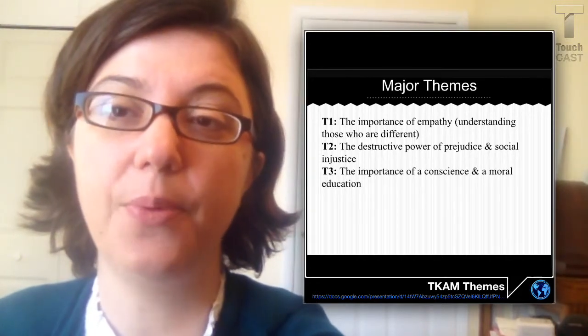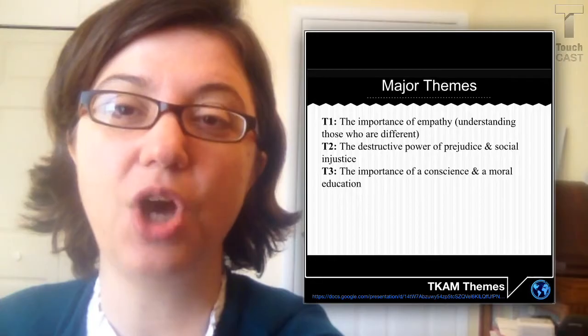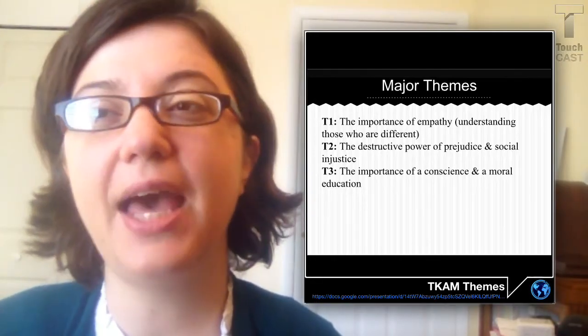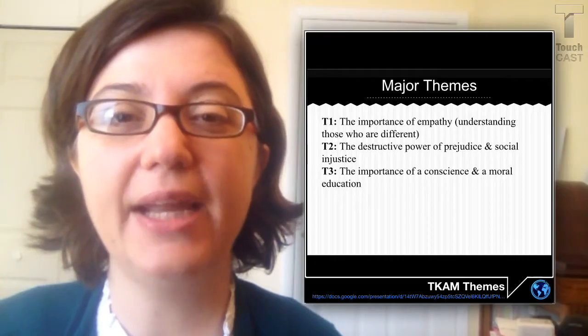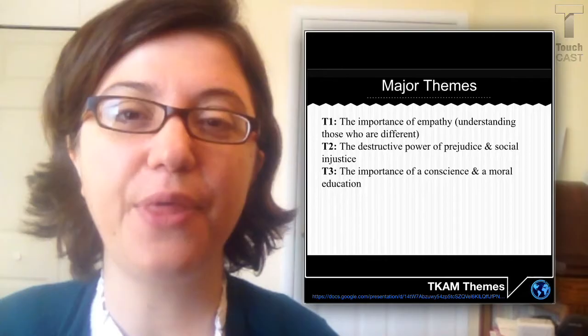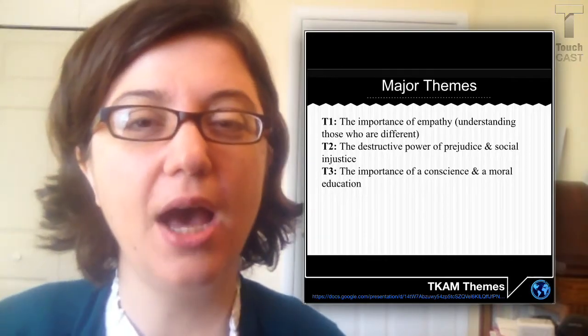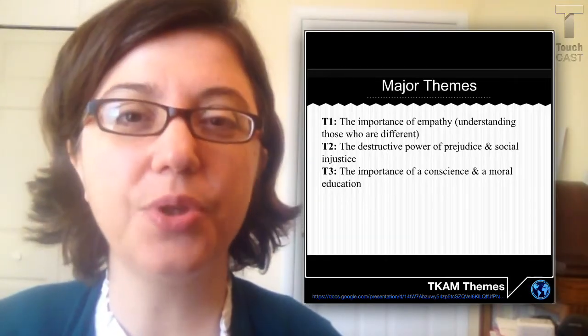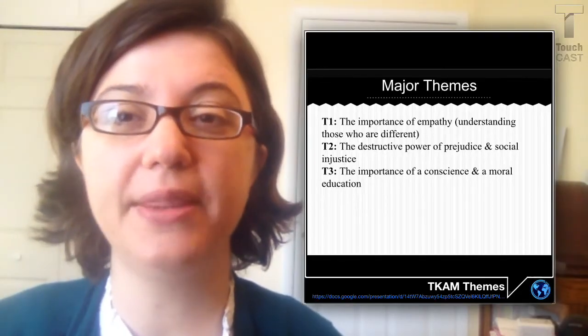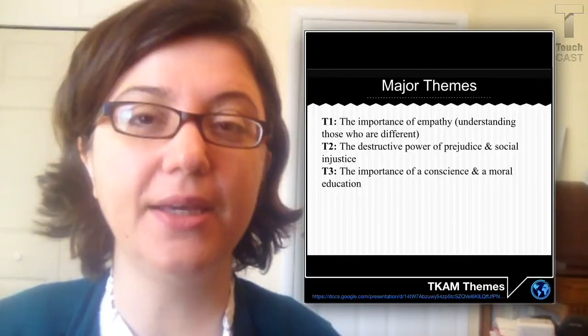Our next theme, the importance of a conscience and moral education. This is where anytime that Atticus tries to convince them to do what's right, anytime that they think about right and wrong, morality is doing the right thing. So anytime that they consider what is the right thing to do, that will be theme 3.